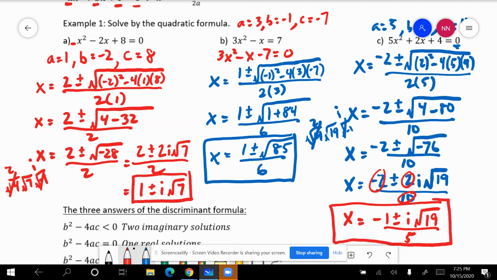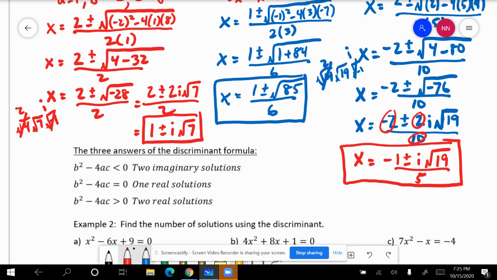Now, the discriminant is what's inside the quadratic formula. So this right here is inside the square root. Why that's important is because if that value is less than 0, meaning it's a negative, then what we have are imaginary solutions. That was our example with C and our example with A. Both of those had imaginary numbers because inside of our square root was a negative. We had a negative 28 and we had a negative 76. So that gave us 2 imaginary solutions.